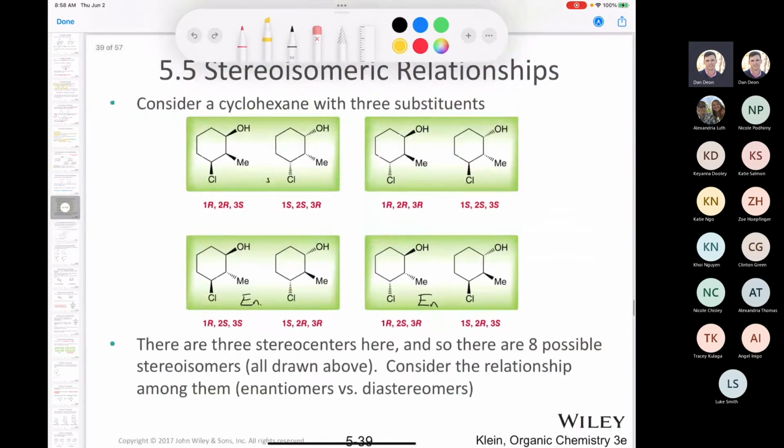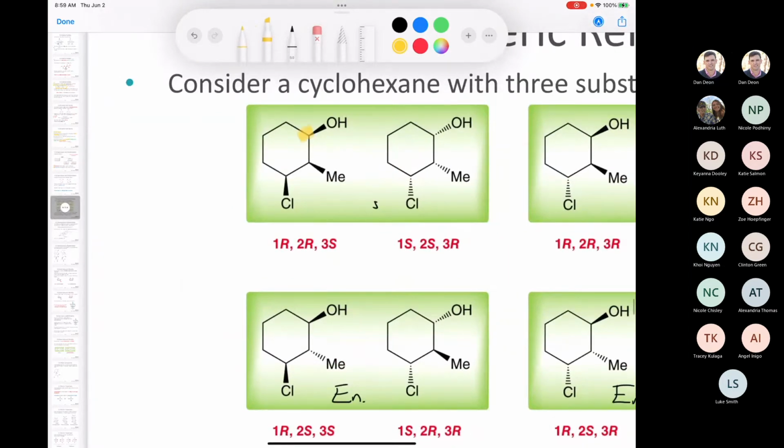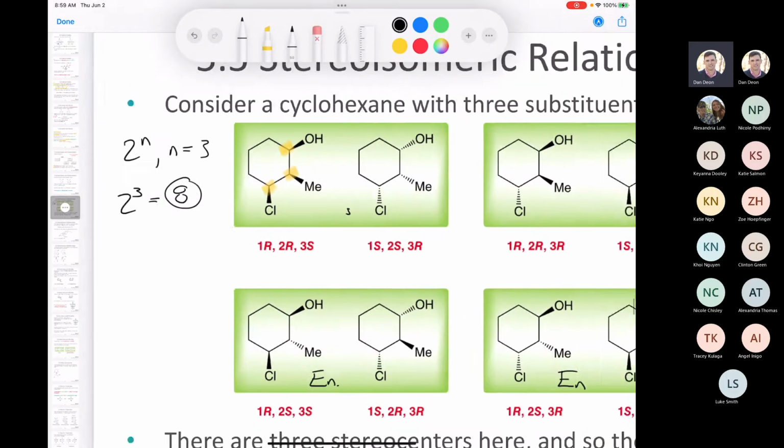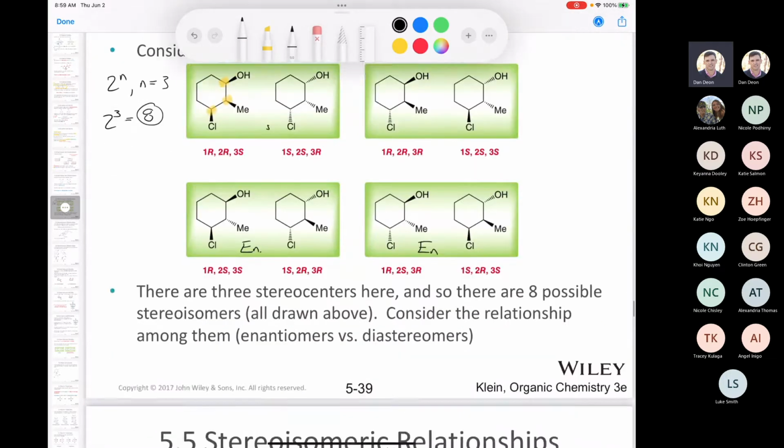So if we go back to this slide, we see that all of these compounds have 1, 2, 3 stereocenters, each one of them. So if we have 2 to the power of n, where n is equal to 3, 2 to the power of 3 is 2 times 2, which is 4, times 2, which gives you 8. That means there's a maximum number of 8 stereoisomers. Is that what we see? Absolutely. Well, let's take a look at another molecule.